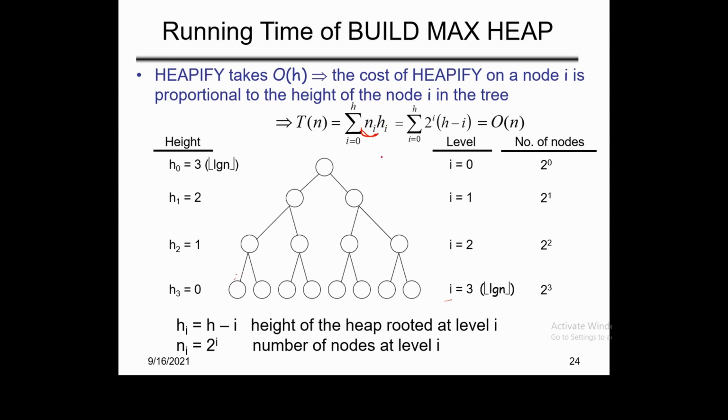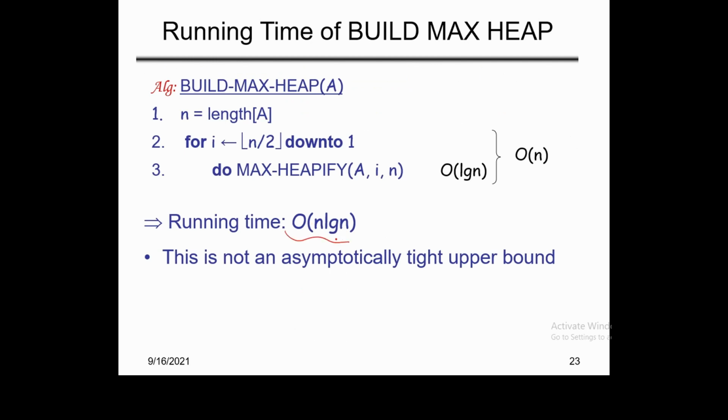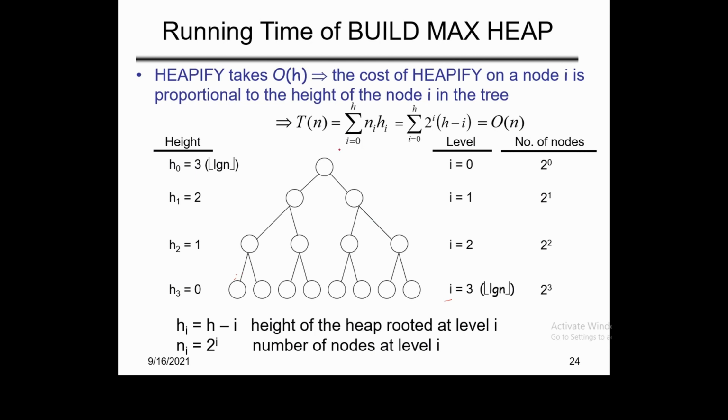So we can replace these values and do the summation. It is for a single level, and it is for levels i equals 0 to height h, that is log n. So the sum over i equals 0 to h of 2 raised to power i times (h minus i). Okay, and after solving this, we can get O of n. So you can see here, this can be a tight upper bound as compared to n log n. Okay. It is the tight upper bound for this build max heap procedure.